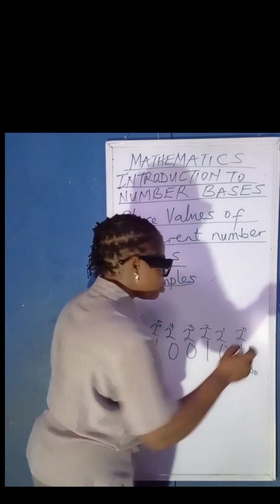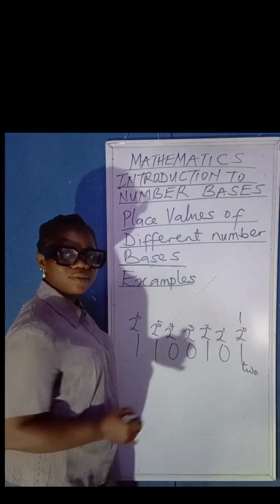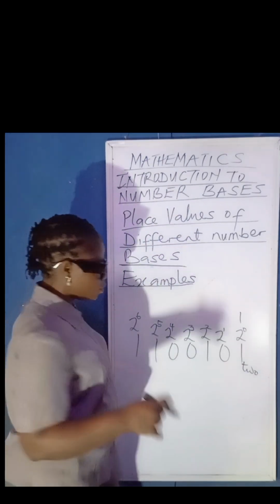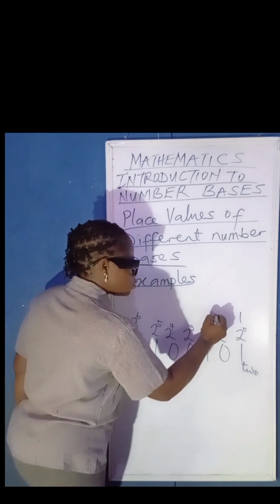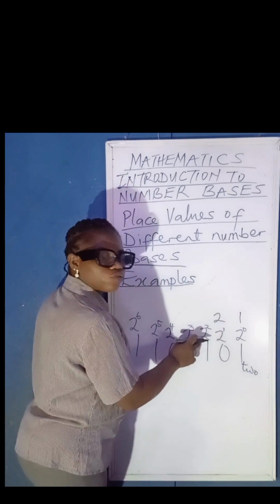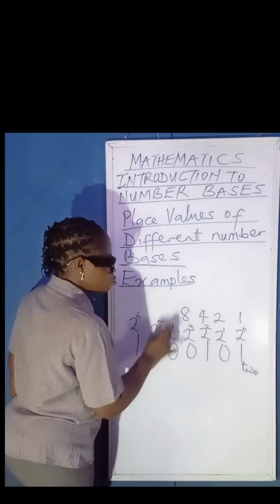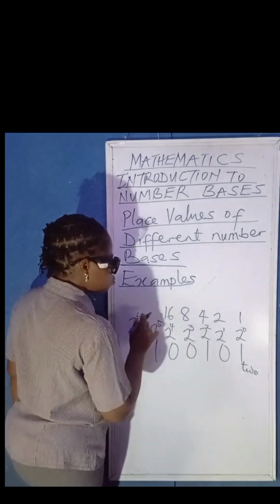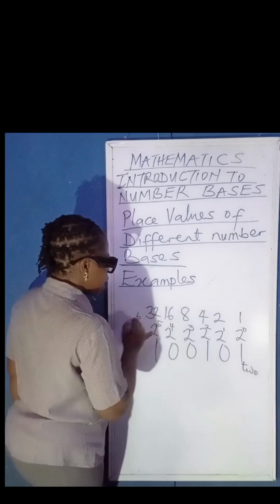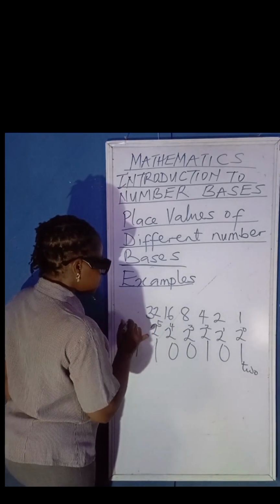2 raised to power 0 is equal to 1, and that is units or ones. 2 raised to power 1 is equal to 2. 2 raised to power 2 is equal to 4. 2 raised to power 3 is 8. 2 raised to power 4 is 16. 2 raised to power 5 is 32. And 2 raised to power 6 is 64.